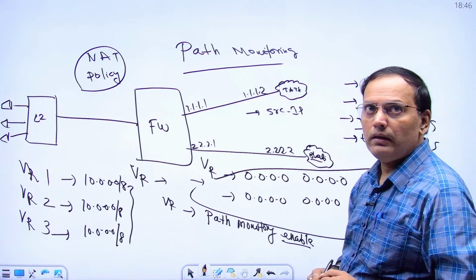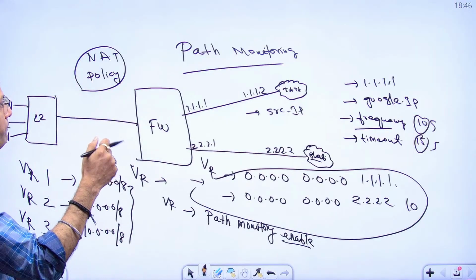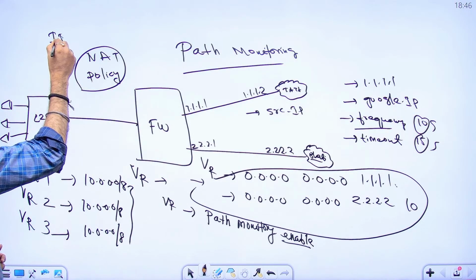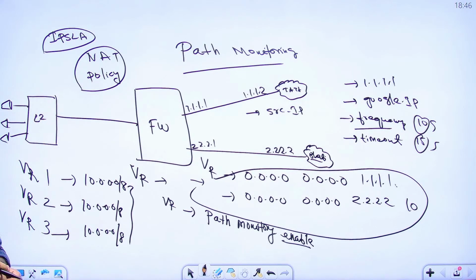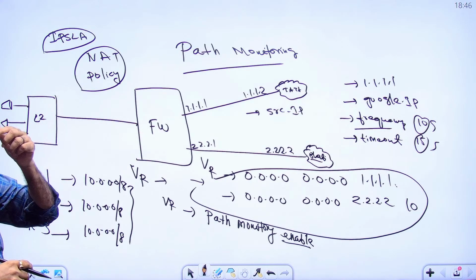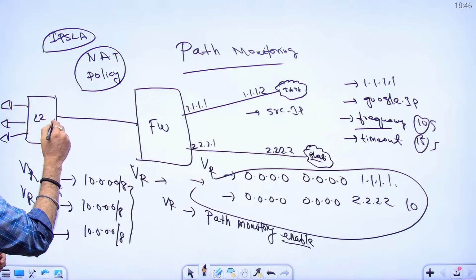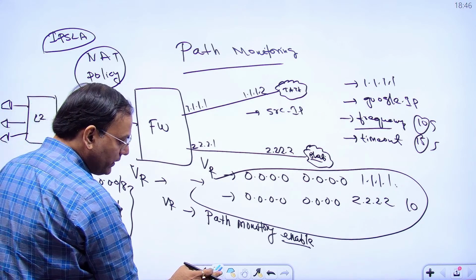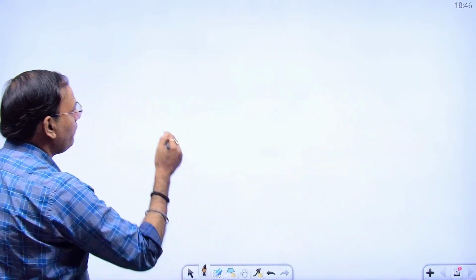This path monitoring is not a concept of PBR, it is the concept of IPSLA, the tracking. So here I have to enable path monitoring, as I cannot configure IPSLA on the Palo Alto firewall. Even on your Palo Alto firewall I can configure policy based routing. Let me write it down so that you will not get confused. If you are new you will get confused.